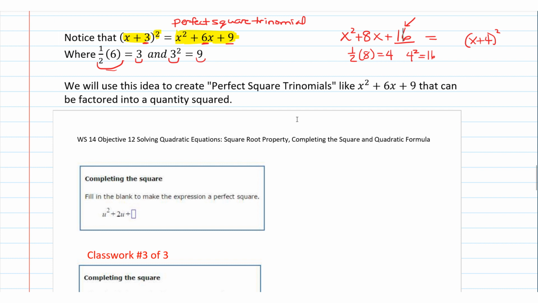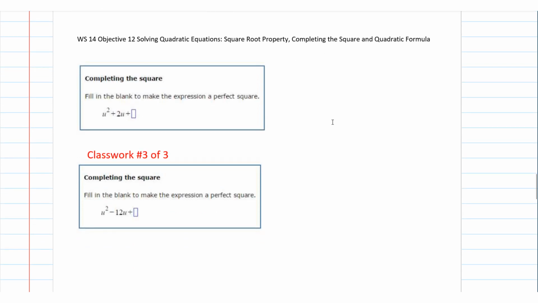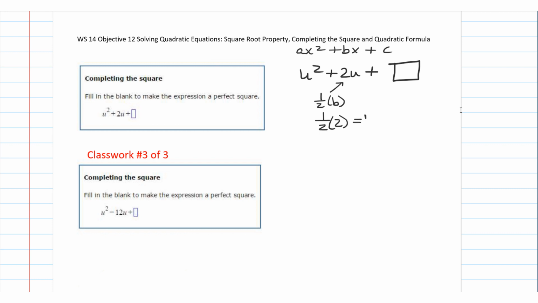Let's practice constructing perfect square trinomials. These questions were taken from Alex. In this first one, it says, completing the square. Fill in the blank to make the expression a perfect square. And we're given u squared plus 2u plus something. So the procedure is you're going to take half of the coefficient of the linear term. In terms of the standard form of a quadratic, ax squared plus bx plus c, we're talking about taking half of b. In this case, half of 2 would be 1.